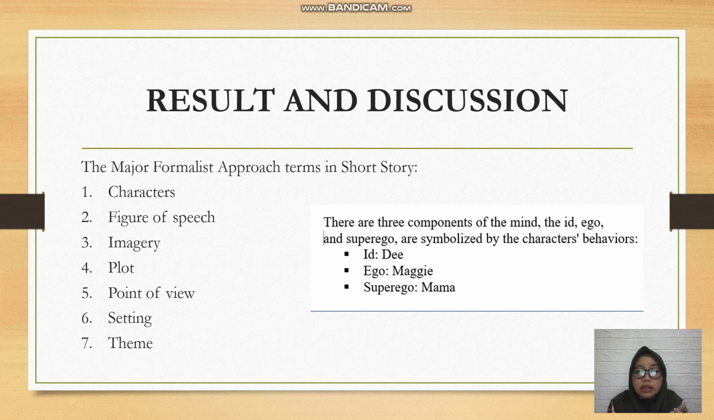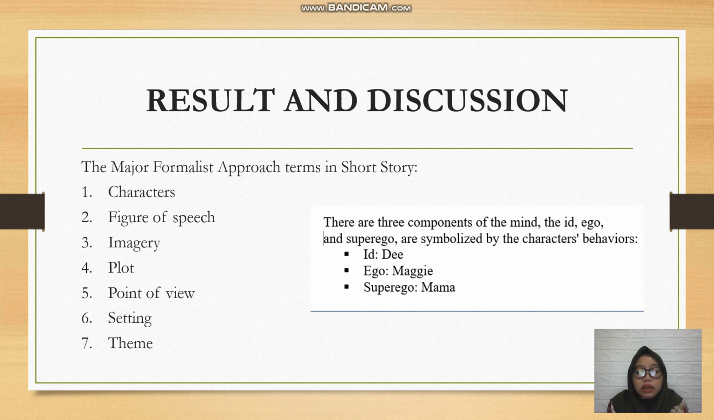The first one is characters. In this short story, there are three main characters: Mama or Mrs. Johnson, Dee, and Maggie, and an additional character, Hakim. The second one is figure of speech. This short story uses some figures of speech such as metaphor, zoomorphic, simile, synecdoche, and hyperbole. And the third is imagery. In this short story, imagery can be found in the description of the house, the inhabitants, and their experience.